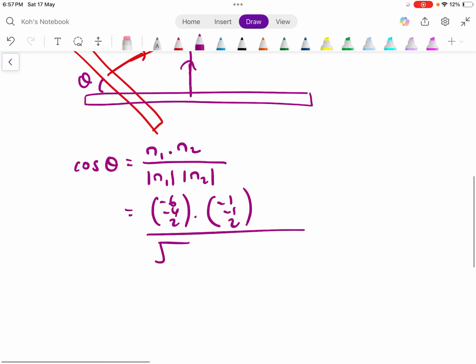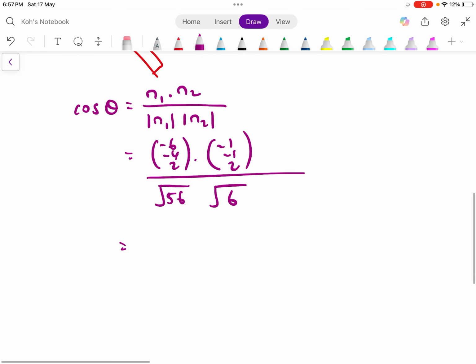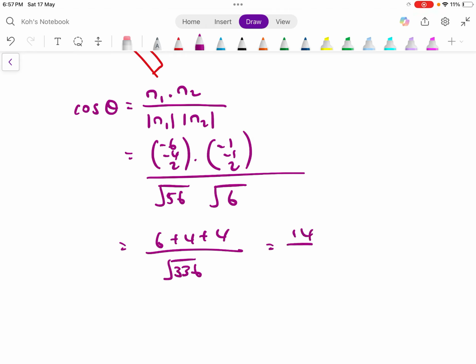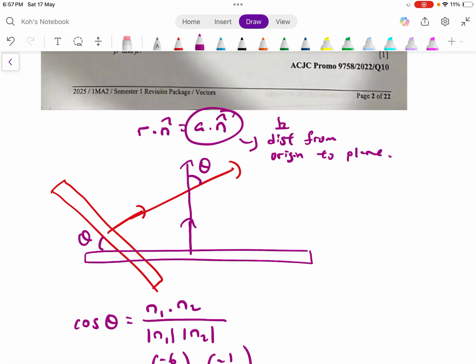So the first magnitude will be square root 56. Second magnitude is about square root 6. Okay, so this will result in the form of 6 plus 4 plus 4 over square root 56 times 6, about 336. So this will result in 14 over square root 336. So with this, you just find theta. So cosine inverse of 14 over square root 336, bracket. So it's about 40.2 degrees. So the angle between the two planes will be about 40.2 degrees, which is this part.